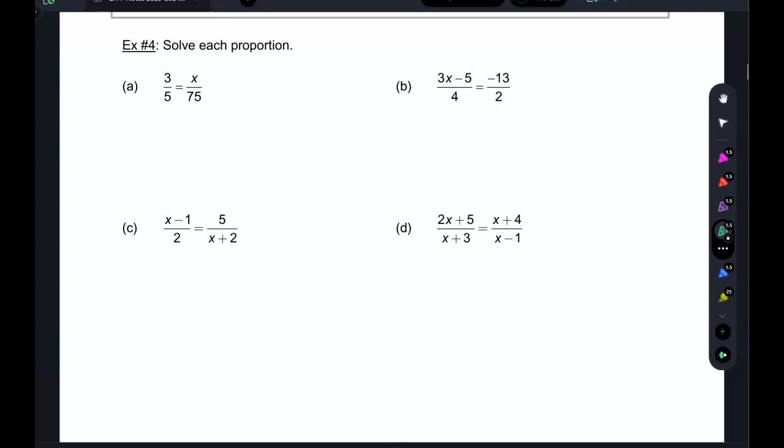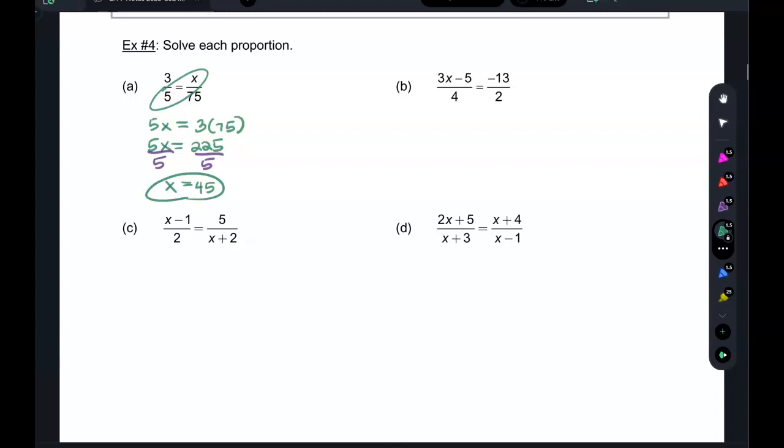All right, let's solve the proportions. So we're going to multiply, and it doesn't matter which side you multiply first. So we get 5x equals 3 times 75. So 3 times 75 is 225. Then we divide both sides by 5, and we get 45.